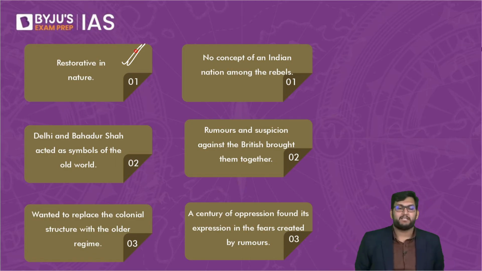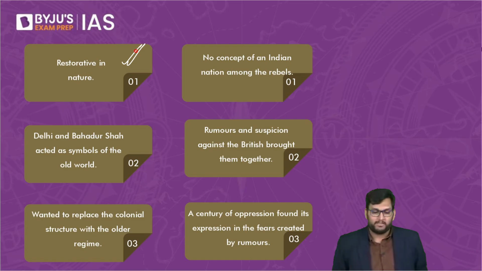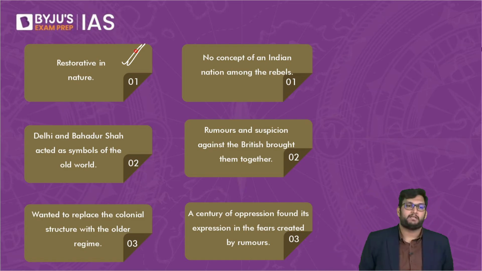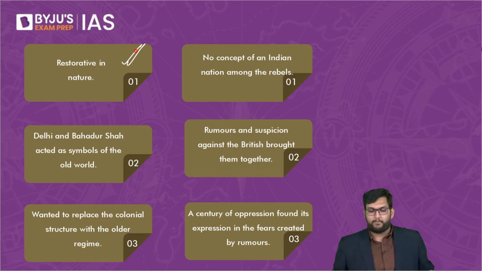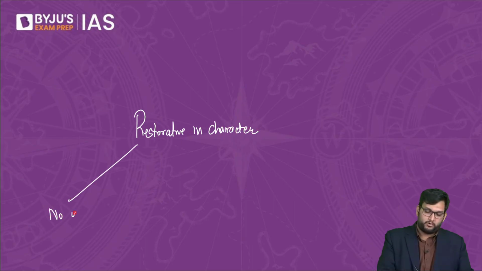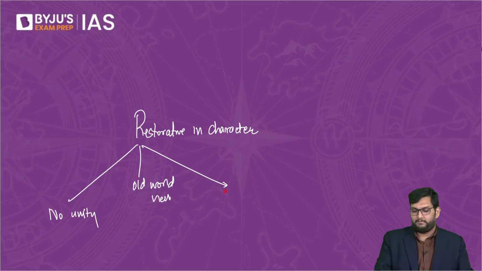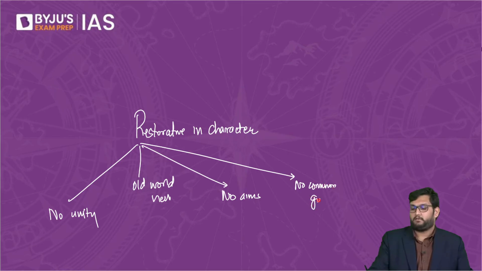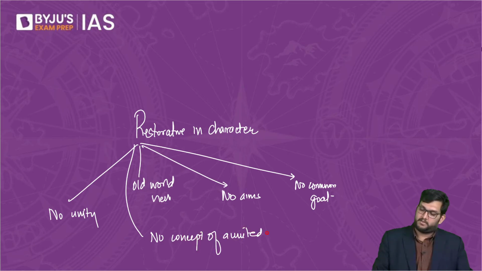No concept of an Indian nation. Delhi and Bahadur Shah acted as symbol of the old world. Rumors and suspicions were what brought people together. Wanted to replace the old colonial structure with the older regime. And all of this was just a manifestation of the factors we discussed yesterday. Simple point, very simple point is that it is restorative in character. And we already know the reason for that, which is no unity, old world view. The character was also limited to no aims, no common goals, and the fact that there is no concept of a united nation.